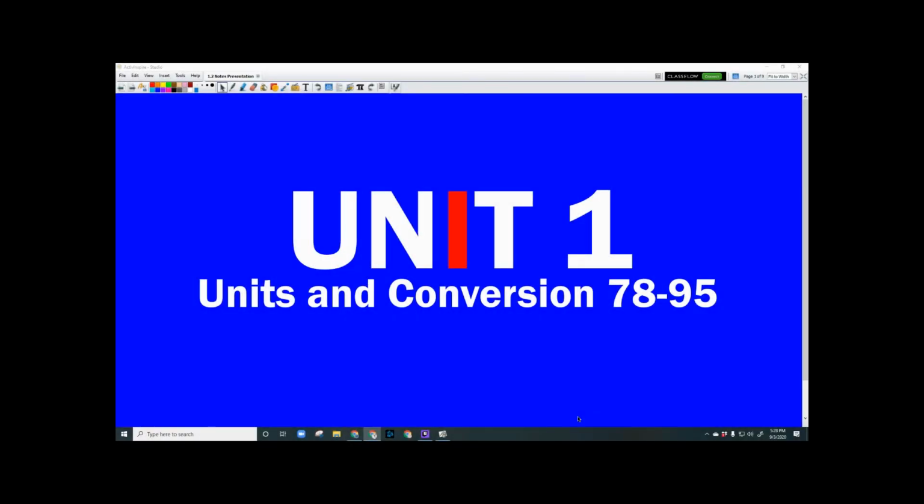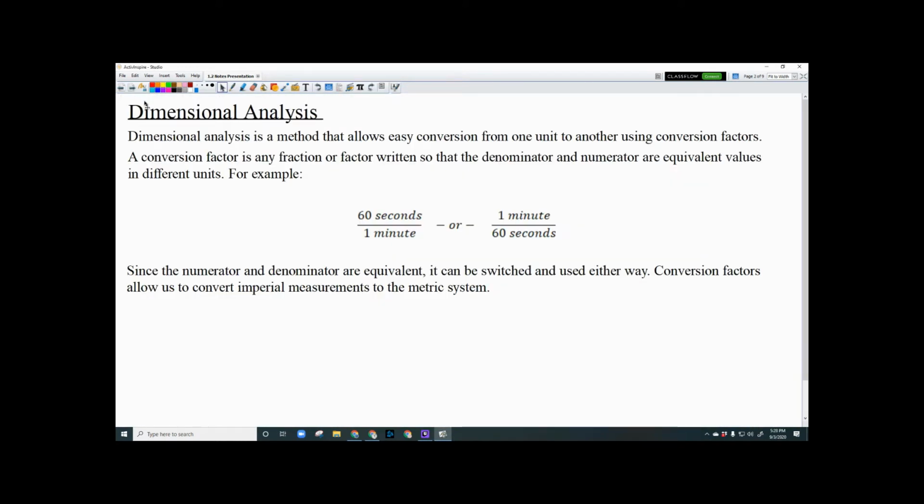Well, welcome back. This is Unit 1.2, Units and Conversions. And in your textbook, this is going to be page 78 through 95. Please read that. It will be very, very helpful. All right, so we're going to first start talking about dimensional analysis.